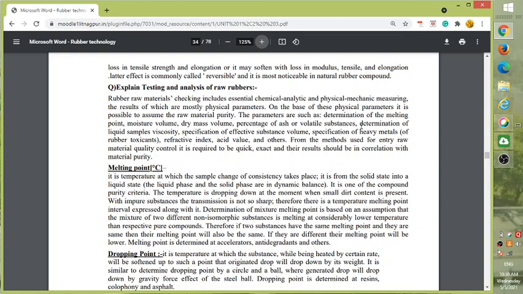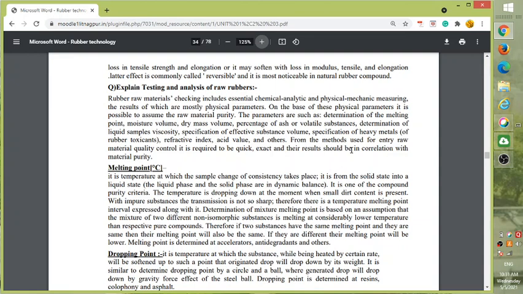Determination of the melting point, moisture, volume, dry mass volume, percentage of ash or volatile substances. Okay, so all these parameters you should define while testing the raw rubber. Determination of liquid sample viscosity, specification of effective substance volume, specification of heavy metals, refractive index, acid value, and others.